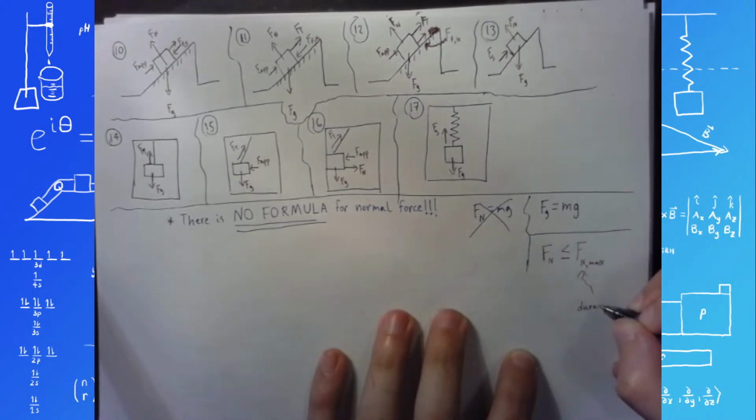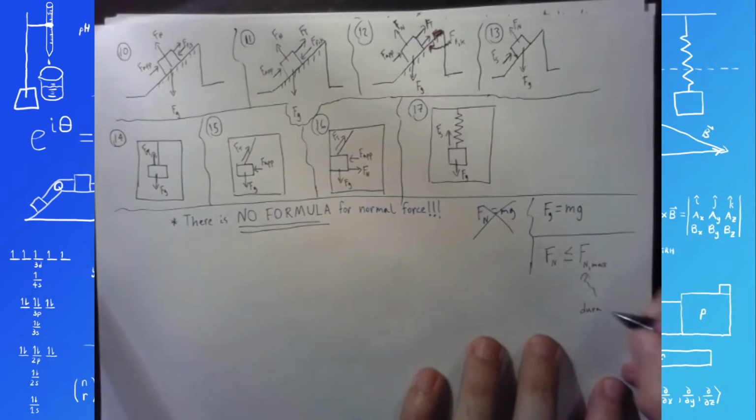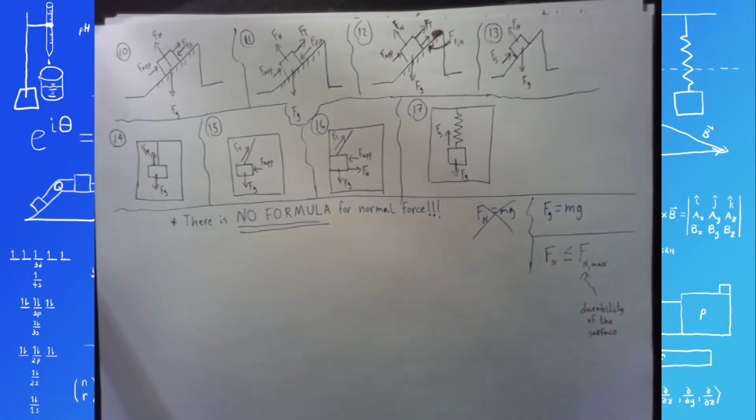The durability of... Why is that flickering? Oh, it'll settle down. The durability of the surface or the object that's in contact with your other object. Normal force is less than or equal to some sort of maximum.